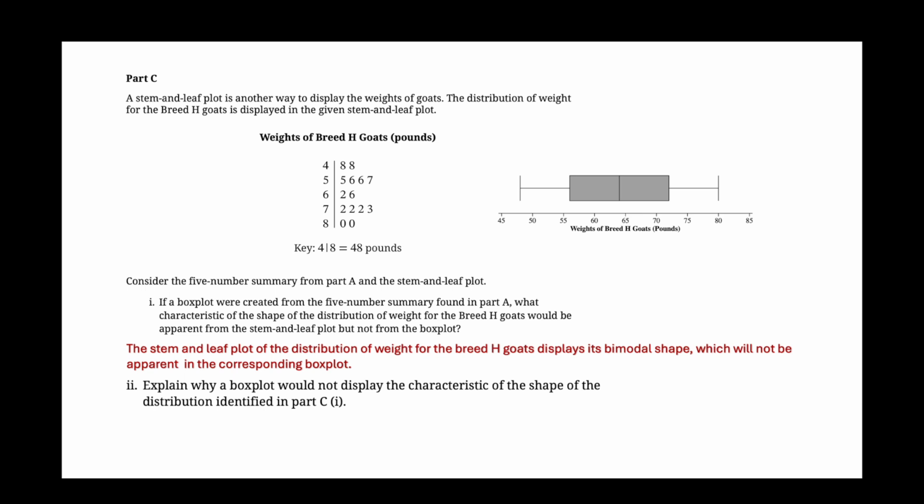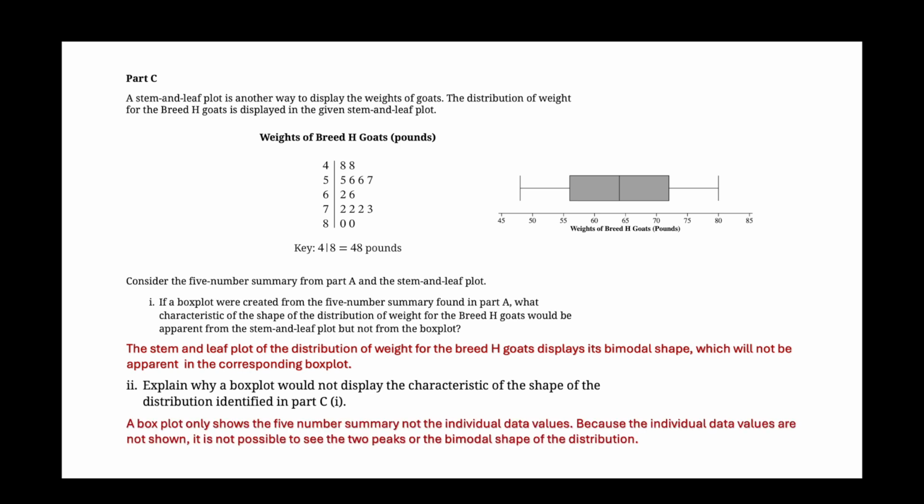Now part C, question number 2, is asking us to explain why a box plot would not display the characteristic of the shape of the distribution identified in part C1. So in part C1, we identified the shape of the distribution is bimodal, and we have to explain why a box plot would not display this characteristic. And the reason is that the box plot only shows the 5-number summary, not the individual data values. So because the individual data values are not shown, it is not possible to see the 2 peaks or the bimodal shape of the distribution. Also, if there is a gap, you cannot see that in the box plot.